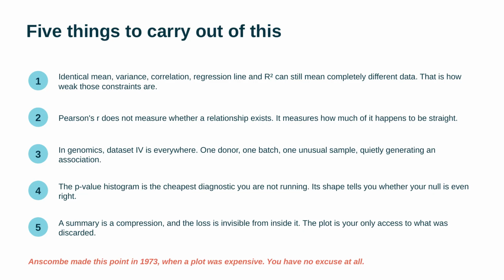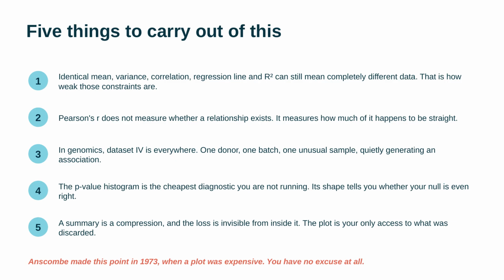5 things to carry out of this. 1. 4 datasets with identical means, variances, correlation, regression line and R² can look completely different. That is not a trick. That is how weak those constraints are. 2. Pearson's R does not measure whether a relationship exists. It measures how much of it is straight. 3. In genomics, dataset 4 is everywhere. 1 donor, 1 batch, 1 unusual sample, quietly generating an association.